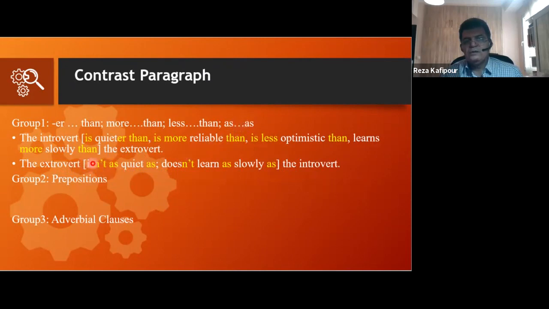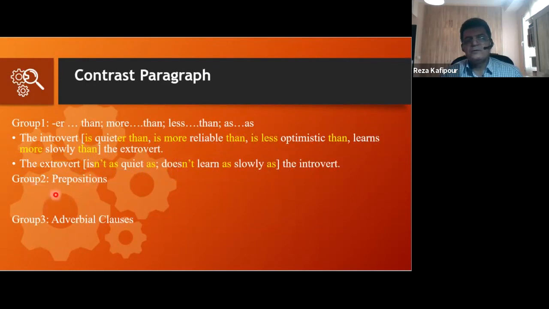If we are using "to be", as in this one, between "as" we need an adjective. But if we are using any other verbs, for example "learn", we use an adverb between "as". But if we use it in a positive sentence, it is a structure to show similarities. For example, the extrovert is as quiet as the introvert, which means both of them are the same. Both of them are similar in this aspect. So using "as" with a negative verb shows differences.